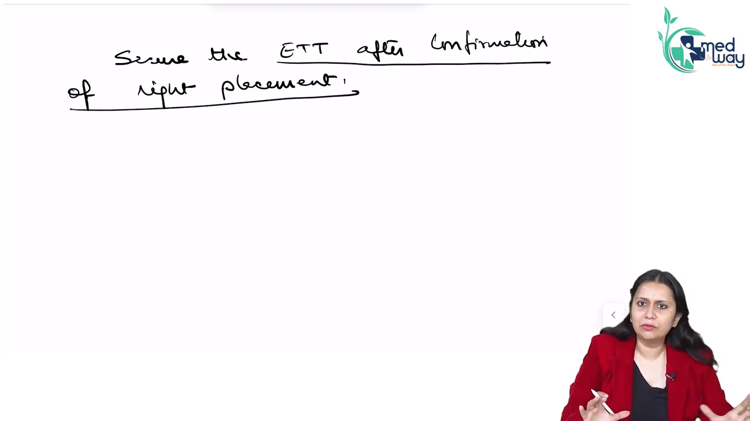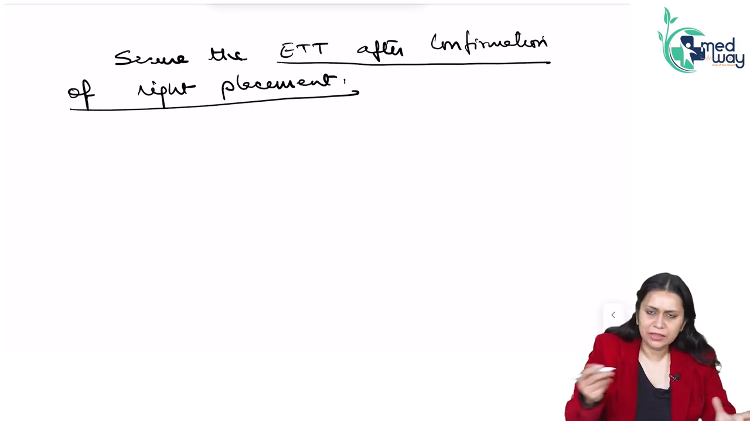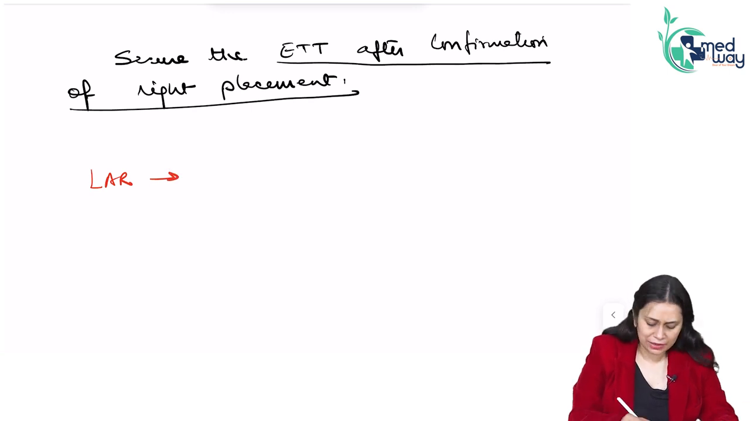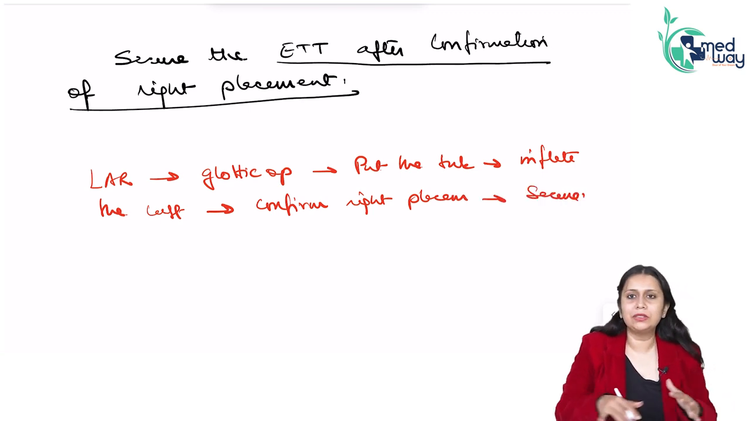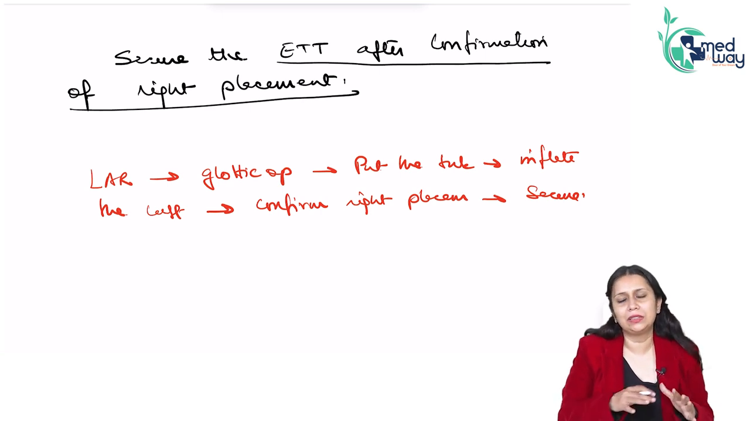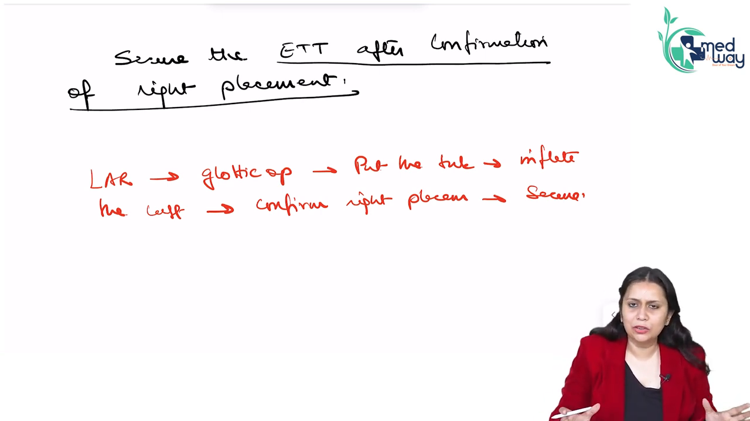We need to remember the steps, so let us revise. We do laryngoscopy. After that, we visualize the glottic opening. We put the tube, just in a crude way I am saying. Then inflate the cuff. And then we confirm the right placement, and then secure. So this is how the steps go. We have discussed the different steps of laryngoscopy and intubation.